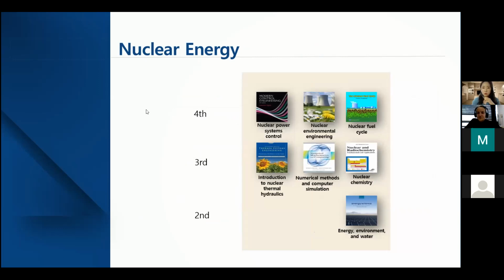Now, if you want to specialize in nuclear energy, then you can take these courses. For second year, you can take energy, environment, and water, which in general talks about energy, not just nuclear energy, but also other renewable energies. And third year, you can take nuclear thermohydraulics and computer simulations and nuclear chemistry that are used in nuclear power plants. And in the last year, you will take systems control and the general nuclear fuel cycle.